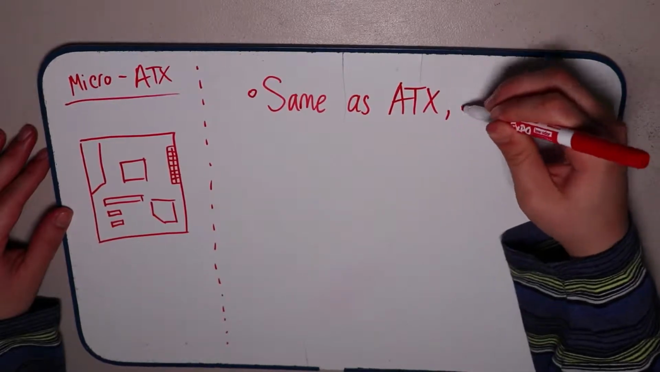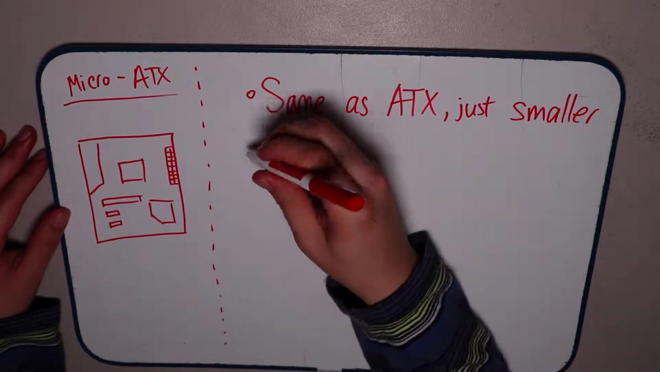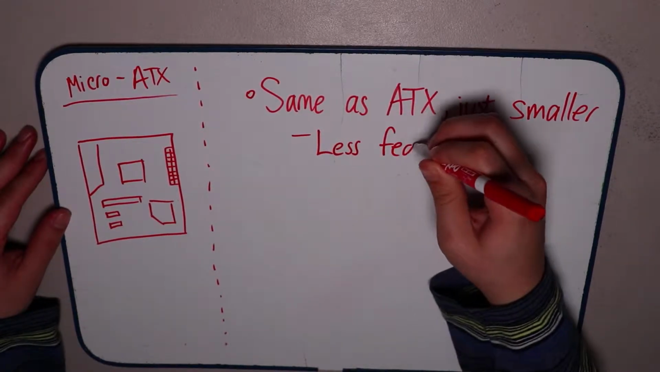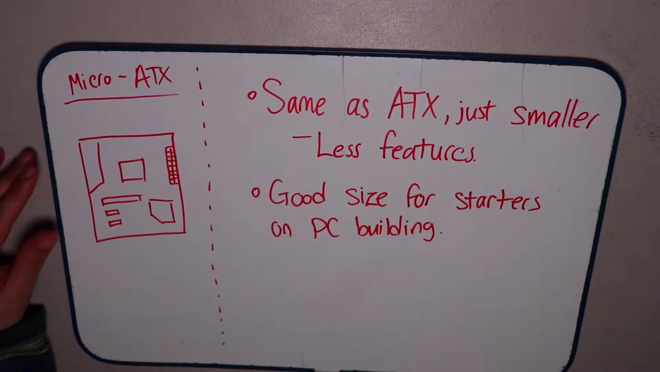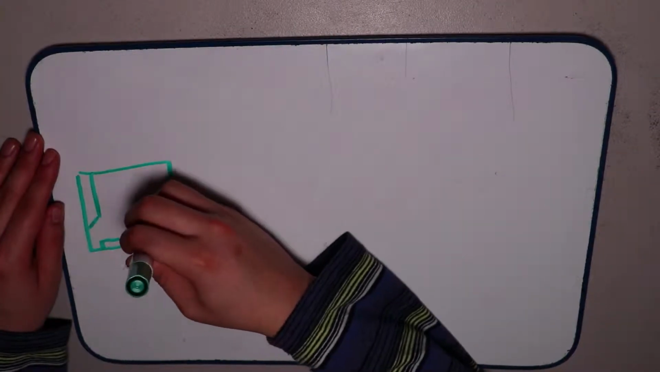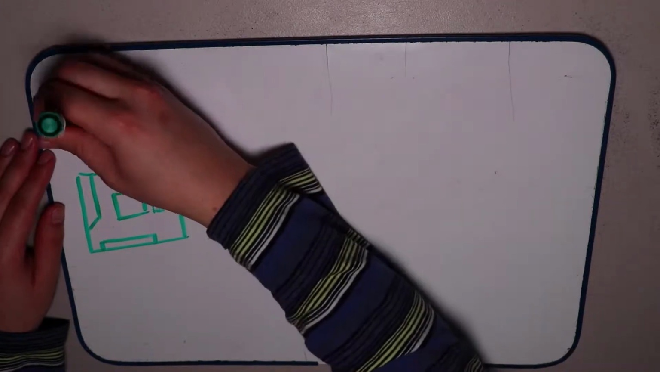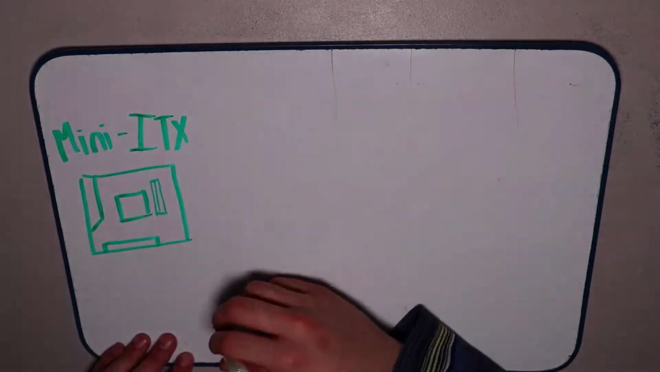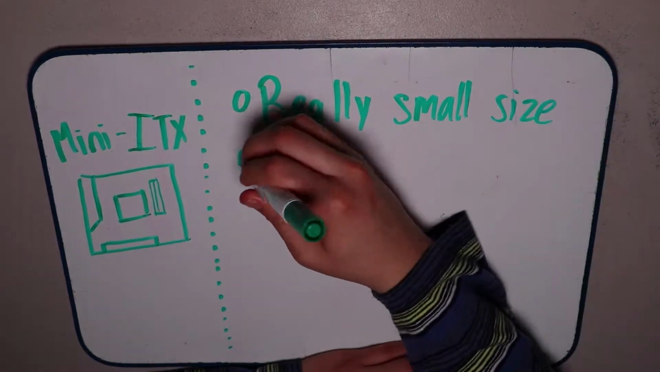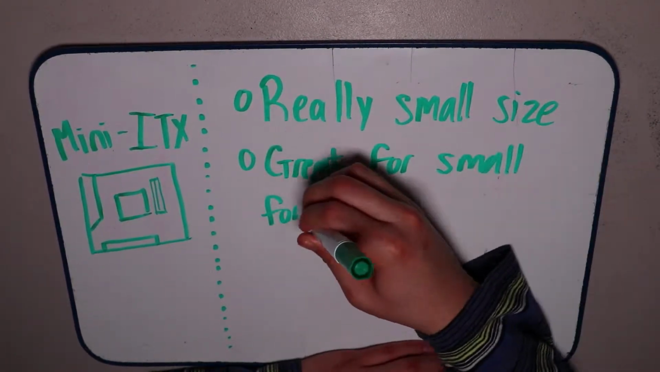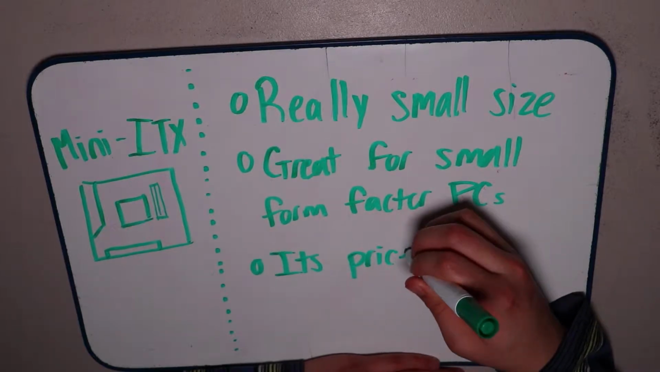Micro ATX has all of the common features as an ATX, but with fewer features to work with. These boards are commonly used for people who just want a PC that works without all the extra features. The last board to talk about is Mini ITX, very similar to the other ones, but with the size being a little bit smaller, as the name implies. This board is convenient for those who want to build a PC in a very small form factor.